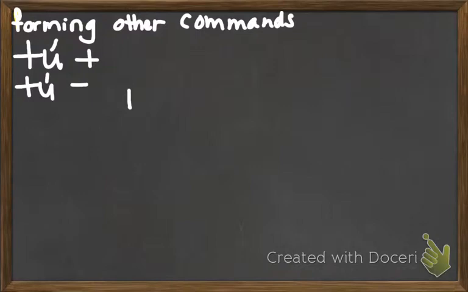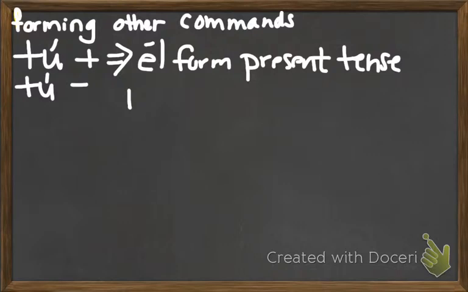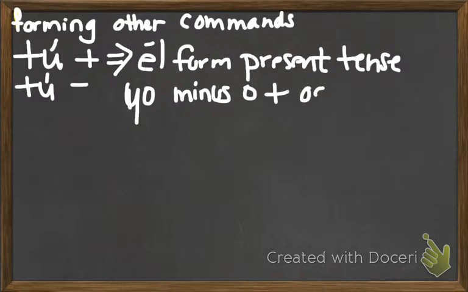So our formula for a positive tú command was more or less the él form of the present tense, with some exceptions. Di, pon, sal, ten, ven, sé, those were our exceptions. Our negative tú command was formed with the yo form of the present tense minus the o plus the opposite vowel and an s. Okay?